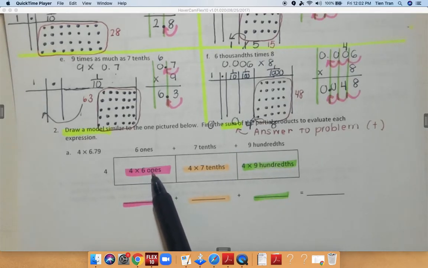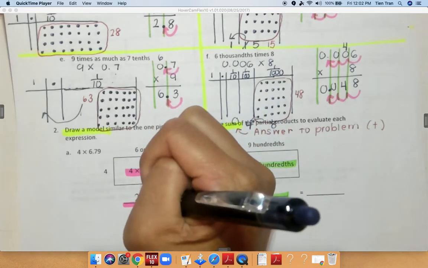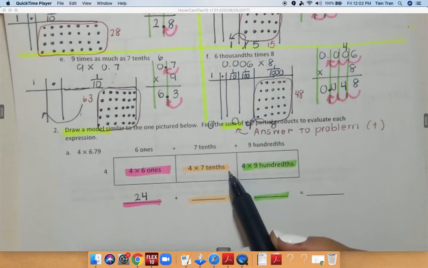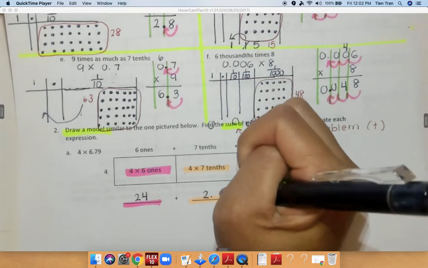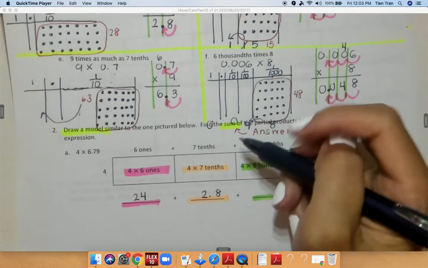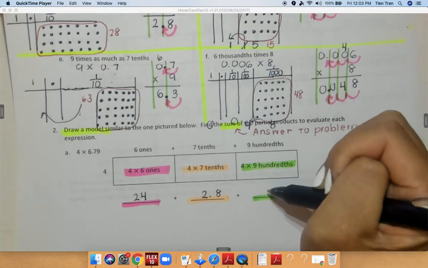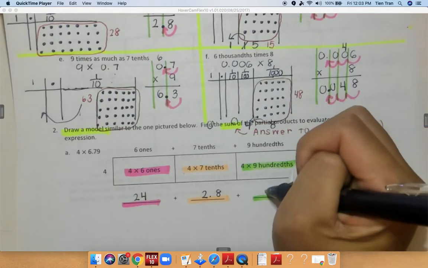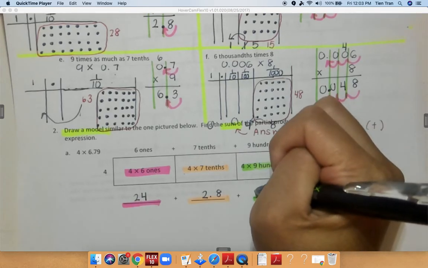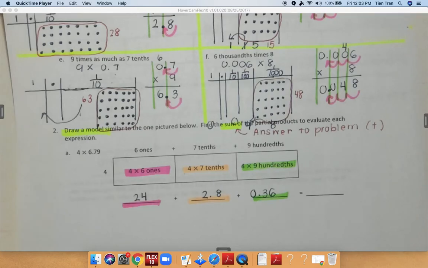So 4 times 6 ones is going to give you 24, okay? Now 4 times 7 tenths is going to give you 28 tenths. But remember, when you have 28 tenths, you can't have both in the same place value. So your 2 moves up and your 8 stays in the same spot. 4 times 9 is equal to 36. So that means that you're going to have 36 hundredths. So that means your 6 should be in the hundredths place. So this is what you have. Your 3 is in the tenths and your 6 is in the hundredths place.